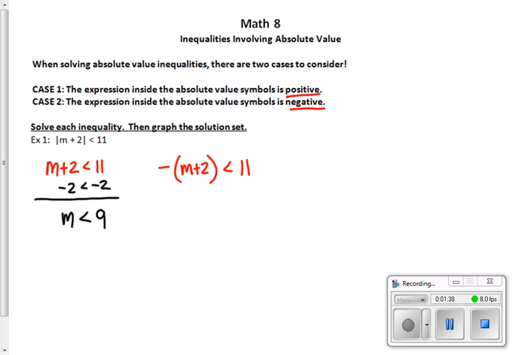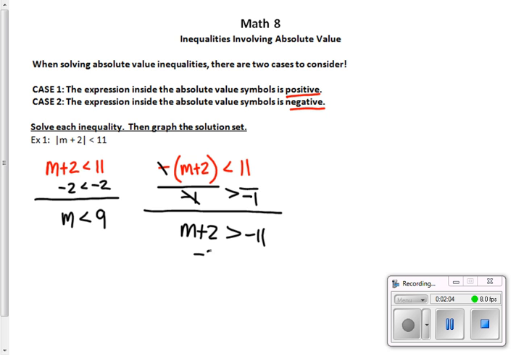If you look at the second example, you have to get rid of that. This negative sign is being distributed. Two ways you can do it. You can actually distribute the negative sign and solve, or you can get rid of the negative sign by this negative is multiplying, so I'm going to divide this by negative 1. When you divide by negative 1, your inequality sign will switch. Now you get rid of those negatives, and you have m plus 2 is greater than negative 11. So we subtract 2 from both sides. After you subtract 2 from both sides, you have m is greater than negative 13.